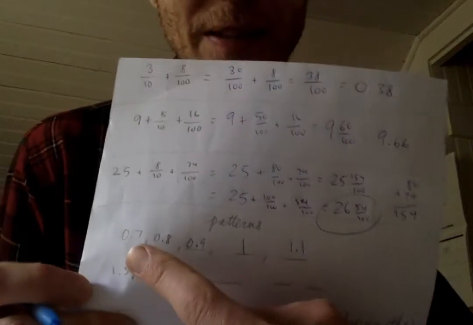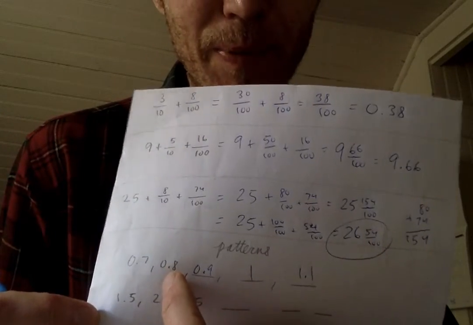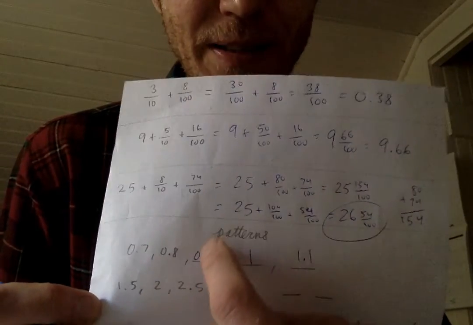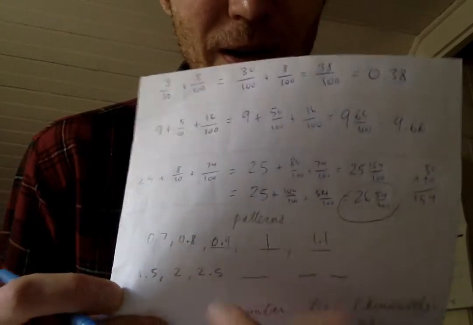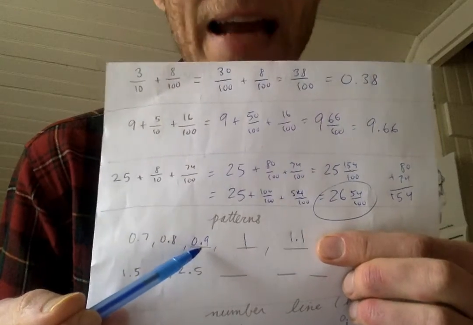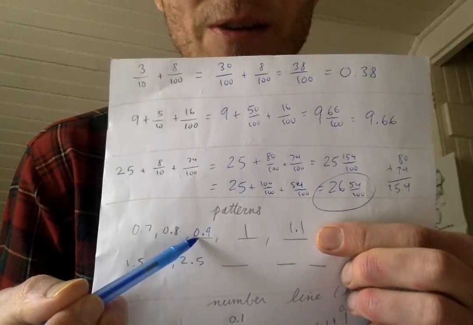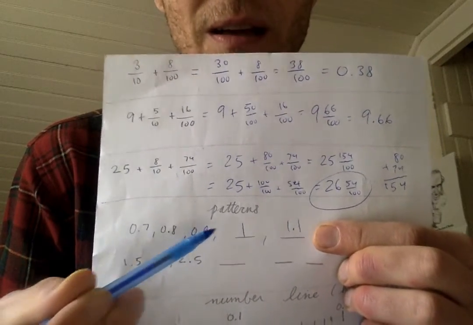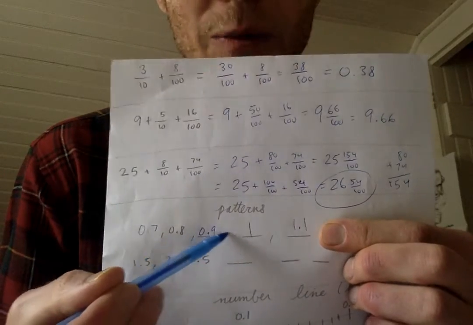We're just adding a tenth each time. So each time it's leaping the same amount. It's going plus 0.1, plus 0.1, plus 0.1, plus 0.1. That's the only tricky one there is what's after 0.9 if you're adding a tenth. 0.9 plus 0.1 is 1. You're just a tenth away from 1.